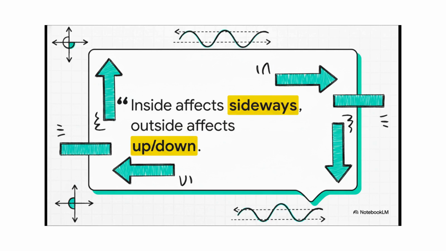If you remember only one thing, make it this: anything happening inside the parentheses with the x moves the graph sideways and it's backwards. Anything happening outside the function moves it up and down, and it's normal. That's it. That is the secret code we've been looking for.